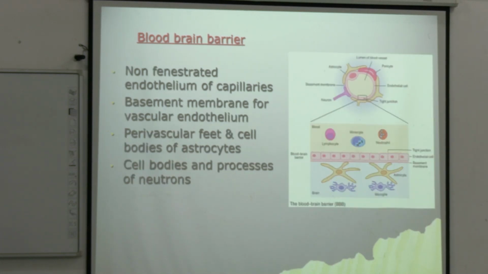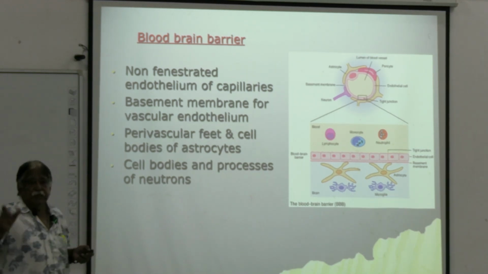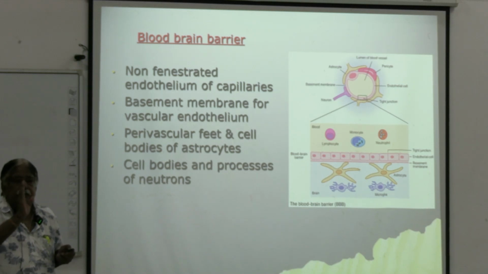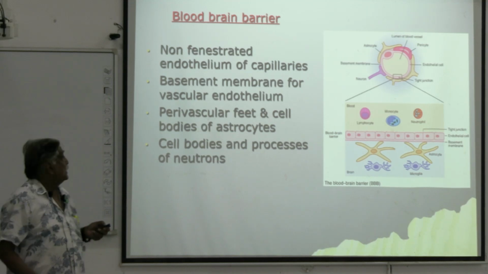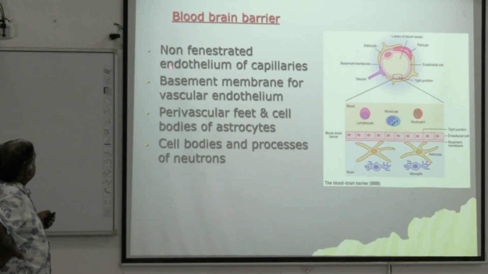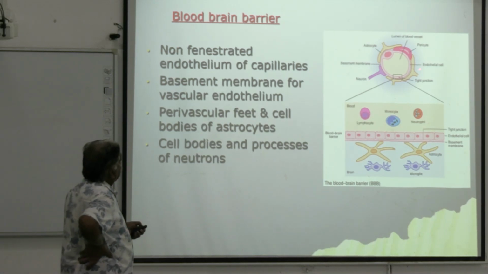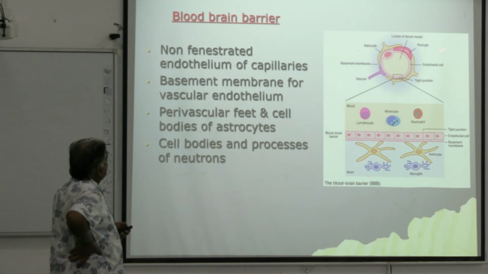Now, blood-brain barrier is another component. So, blood-CSF barrier, blood-brain barrier, placental barrier. Now, non-fenestrated endothelium of the capillaries, there is no fenestration, and the vascular basement membrane for vascular endothelium, perivascular feet and cell bodies of the astrocytes. Now, these are the astrocytes, and bodies of the astrocytes, cell bodies and processes of neurons.